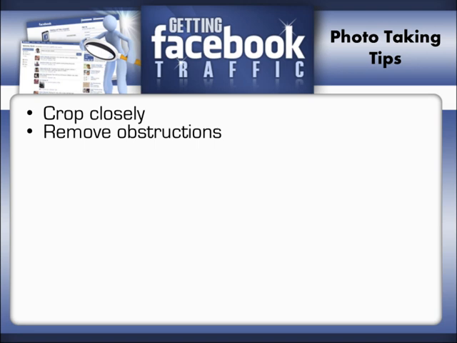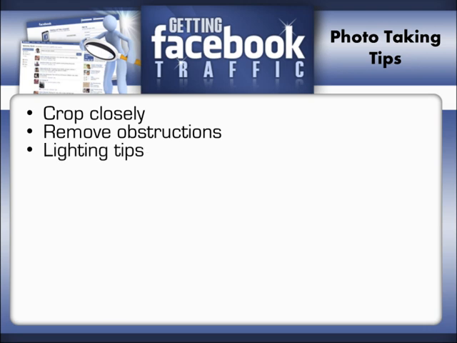Remove any obstructions. All that means is look through the camera at what it is you're going to take a picture of. Is there anything in the picture that does not need to be there? Is there anything that the picture would look better without? That's kind of one of the big differences between a pro photographer and an amateur photographer. The amateur photographer is just taking snapshots of whatever's there. The pro photographer looks at the scene and says, hey, you know what? That pen that's on the floor right there, that doesn't need to be there. Let's get rid of it.